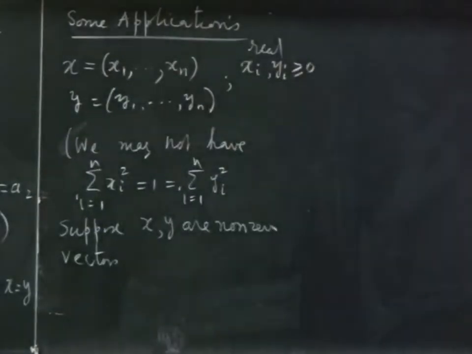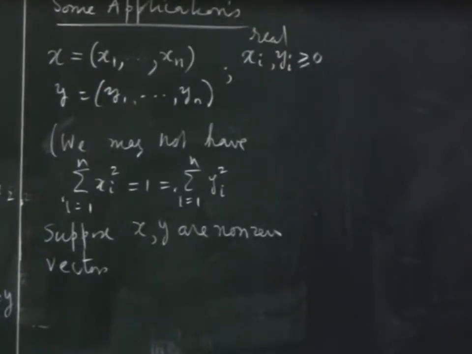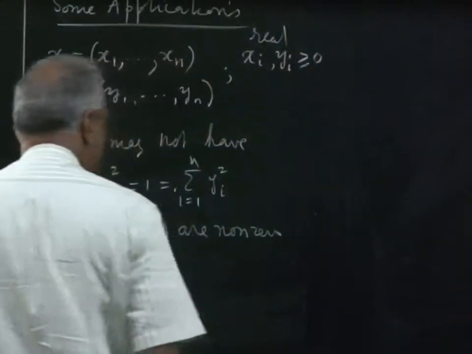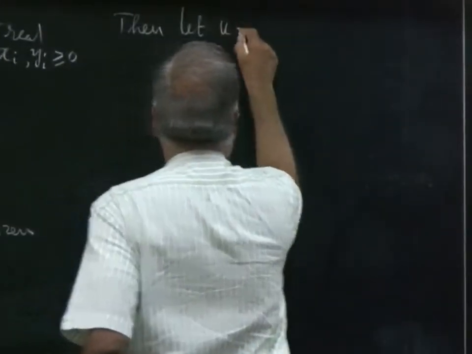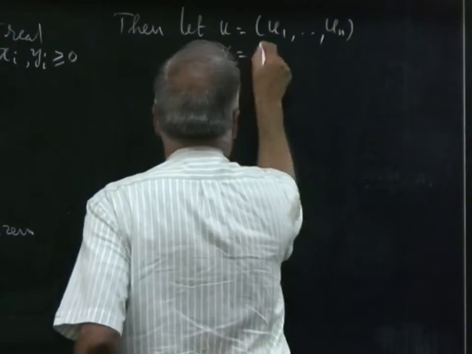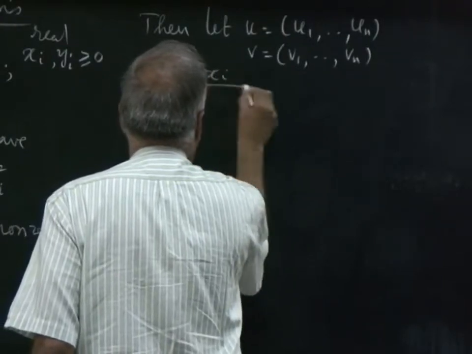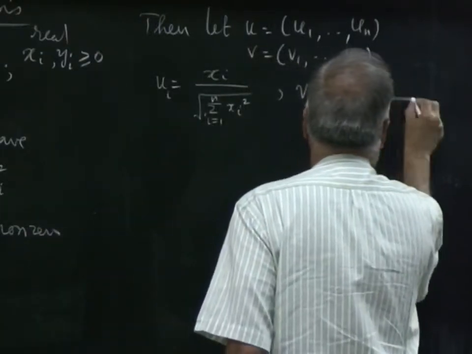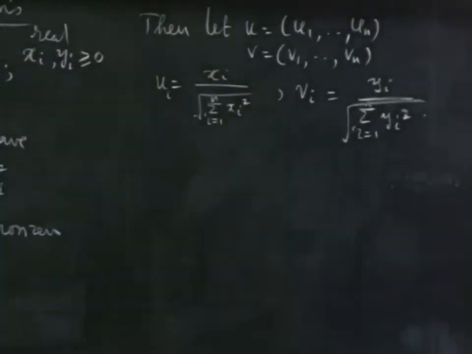So, now what I am doing is, I am taking positive vectors. Now, I am really in the first quadrant or the first octant. Previously, it was the unit cube or surface of the unit cube in the first quadrant or the first octant, but now I am allowed to wander around in the first octant and the first quadrant. Suppose x, y are non-zero vectors, then let u be equal to u1, u2, un, v be equal to v1, v2, vn, ui equal to xi by square root of summation I equal to 1 to n xi squared, vi equal to yi by square root of summation I equal to 1 to n yi squared. Okay. So, I have divided the vectors by their length.